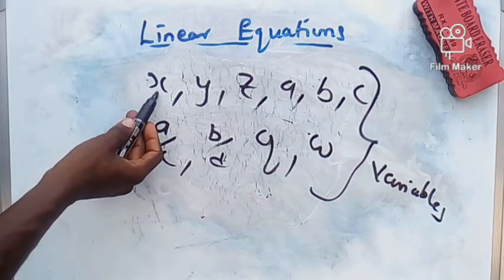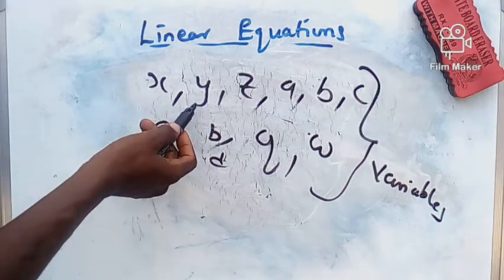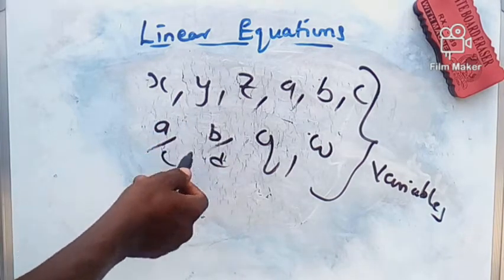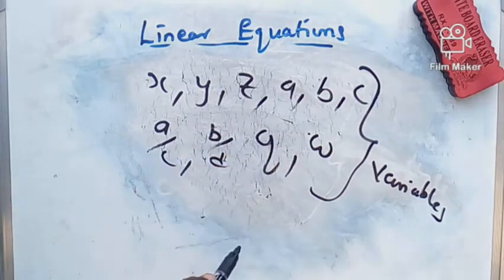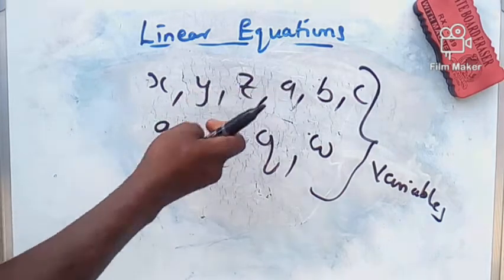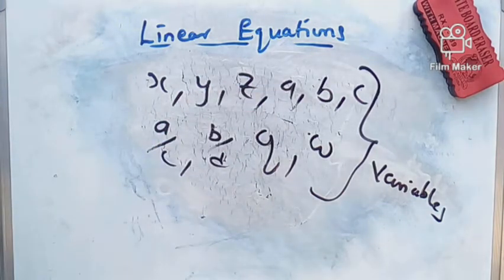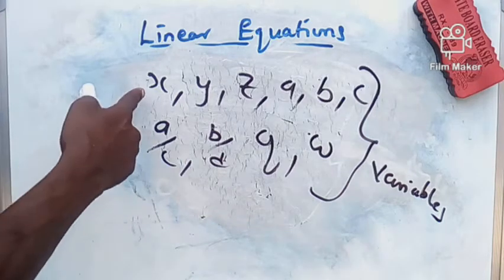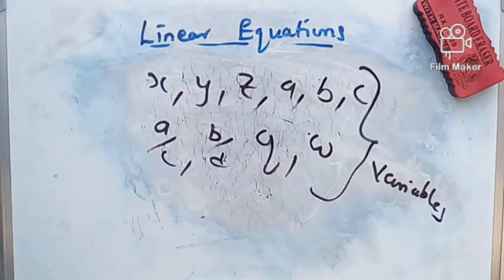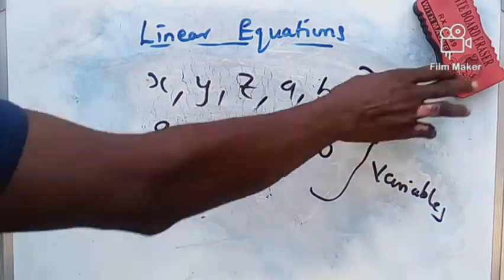We don't know what X is. X can be any number, Y can be any number, Z can be any number, A can be any number, B can be any number. So whenever we come across letters used in certain equations or in combination with numbers, know that that letter is referred to as what? A variable.